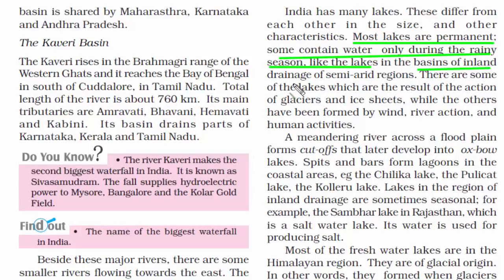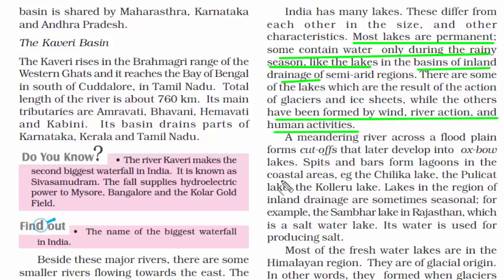And obviously the permanent lakes have to be near the Himalayas because there the water supply is perennial, which means continues throughout the year. And the temporary lakes are usually in the inland drainage, which is in the interior of the landmass, where water can be collected due to rainfall. And obviously that place has to be a little lowland. And lowlands are formed by wind, river action and sometimes human activities.